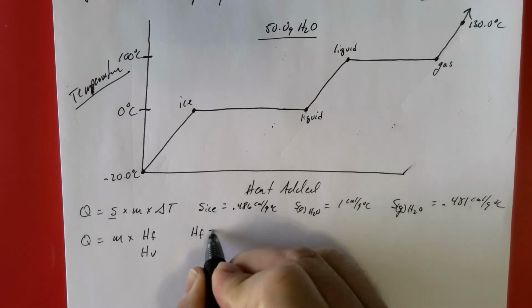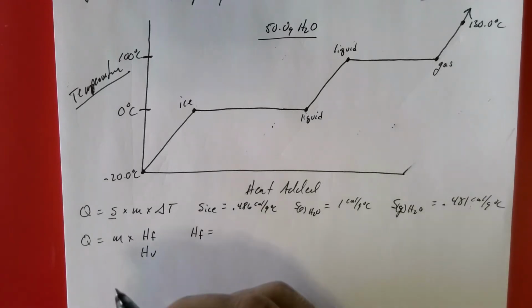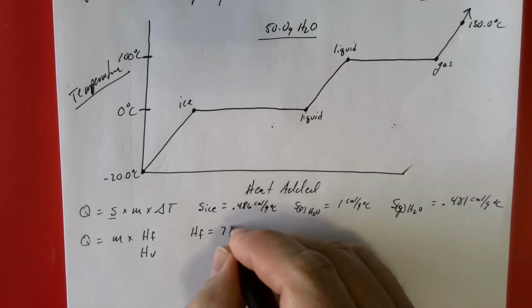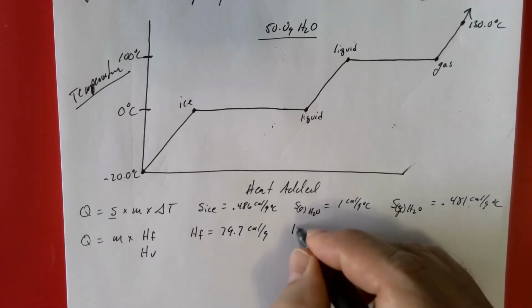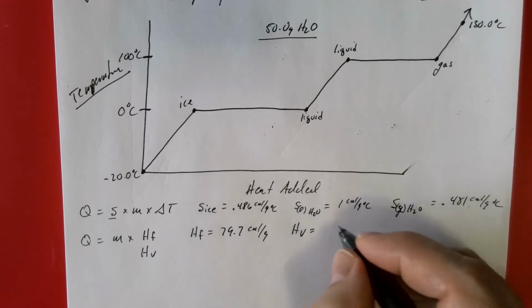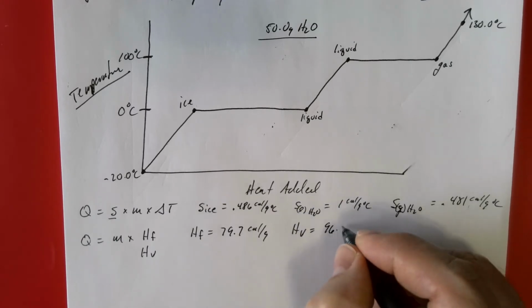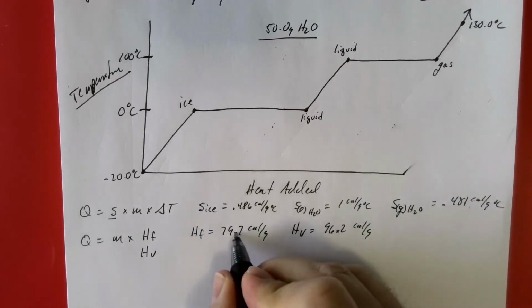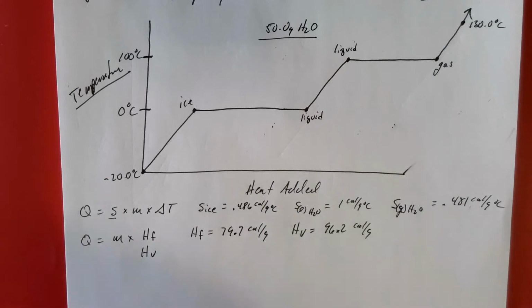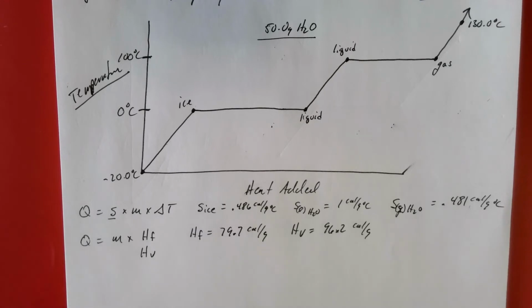H of F is 79.7 calories per gram. And H of V is 96.2 calories per gram. Okay? Now, those 5 values you just need to have written down because you're going to use them. I will check and see, but I do not remember if they gave them to you on the test.